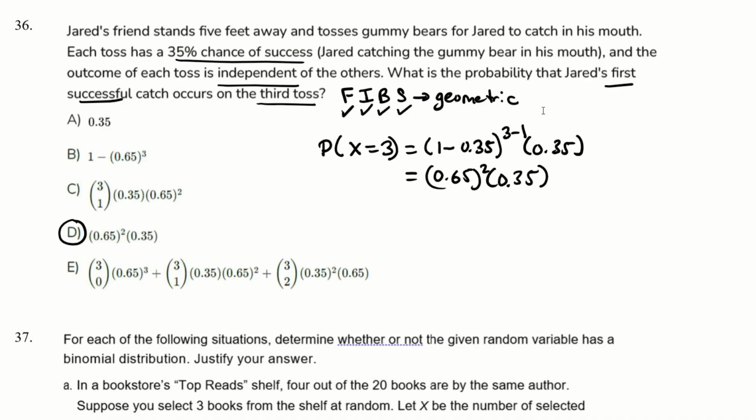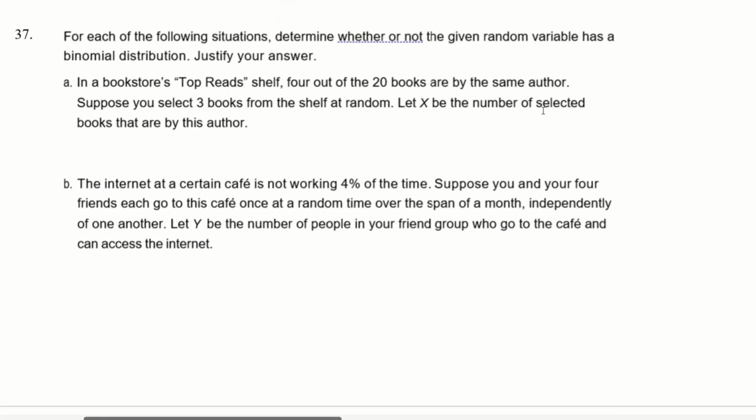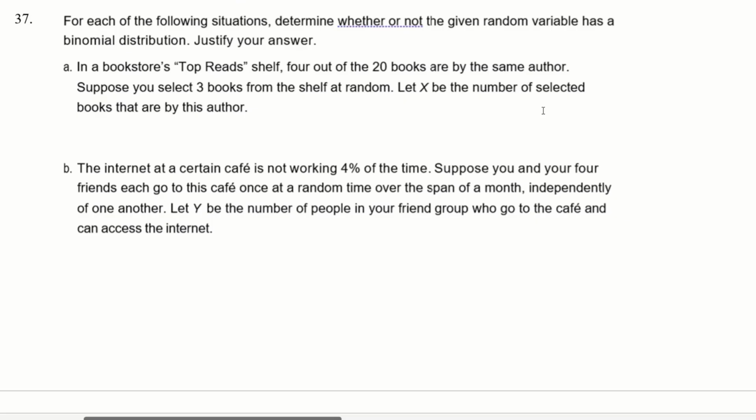All right, so we're going to go ahead and continue. So we're going to do number 37. For each of the following situations, determine whether or not the given random variable has a binomial distribution and justify. Okay. Binomial, BINS, right, guys? So BINS, remember that.